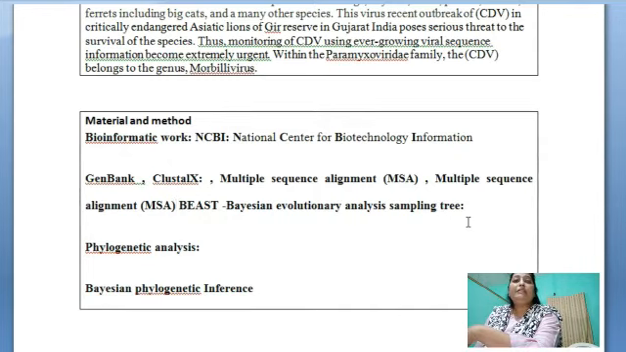We are using BEAST. BEAST is the Bayesian Evolutionary Analysis Sampling Trees. BEAST is a cross-platform program for the analysis of molecular sequences.